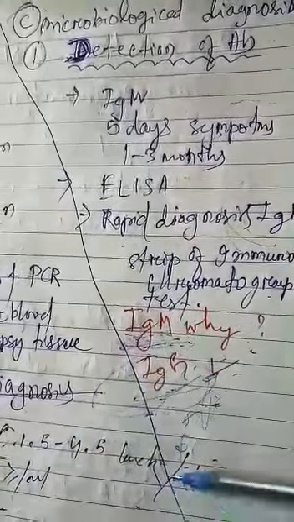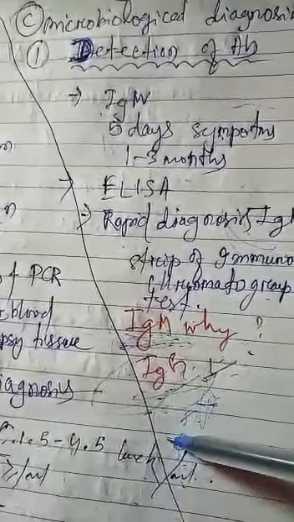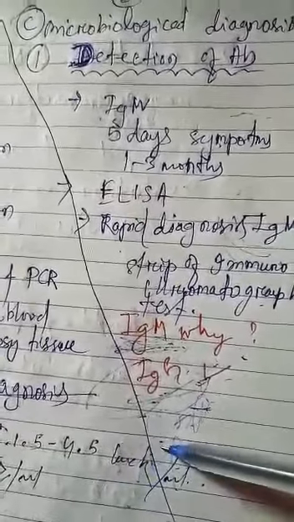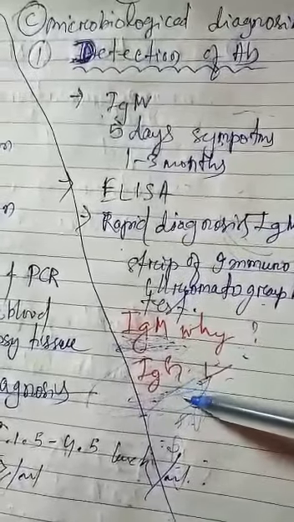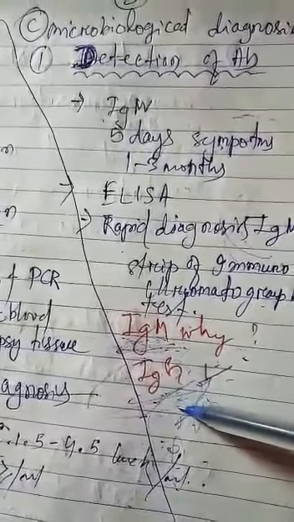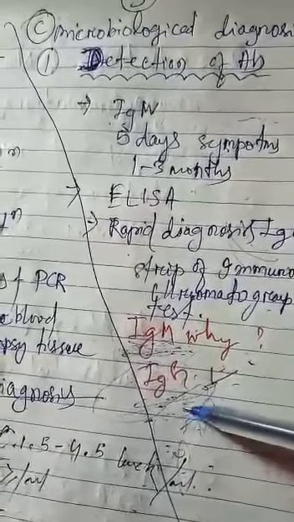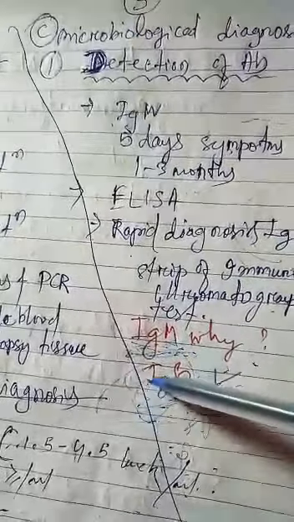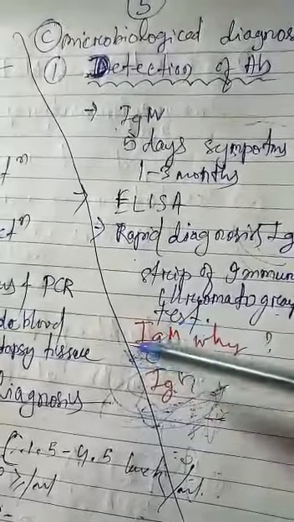IgM is specialized to activate the complement efficiently upon binding antigen, and IgG, which is high affinity and found in blood and extracellular fluid, neutralizes toxins, viruses, and bacteria, opsonizes them for phagocytosis, and activates the complement system. So IgG has higher affinity than IgM.